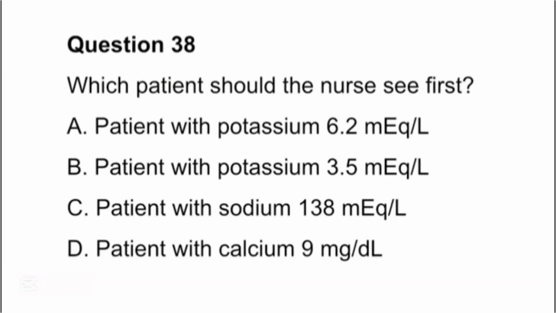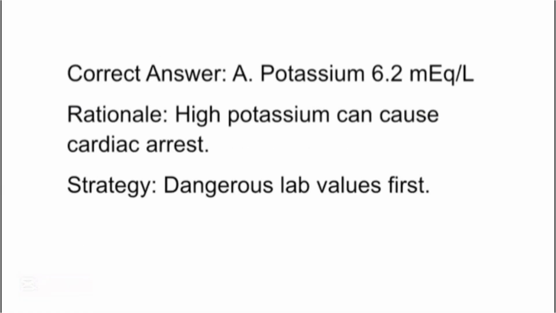Question 38. Which patient should the nurse see first? A. Patient with potassium 6.2 milliequivalents/L. B. A patient with potassium 3.5 milliequivalents/L. C. A patient with sodium 138 milliequivalents/L. D. A patient with calcium 9 mg per deciliter. Correct answer: A. Potassium 6.2 milliequivalents/L. Rationale: high potassium can cause cardiac arrest. Strategy: dangerous lab values first.